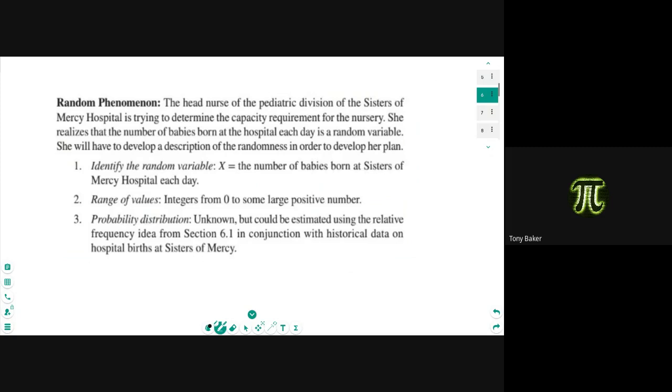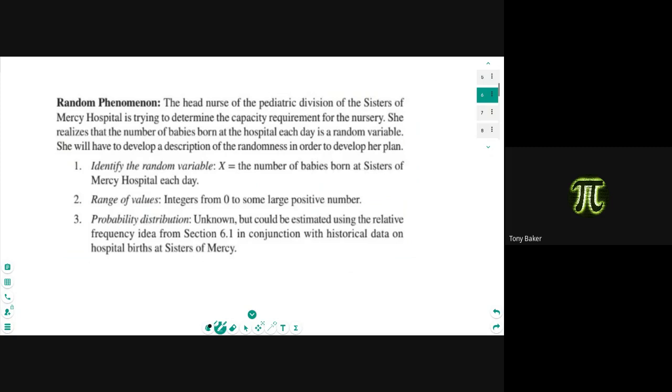All right. So this one, they're looking at the number of babies born. So my random variable would be the number of babies. Is this discrete? Yes. Cannot have half a baby. Okay. So the range of values are integers from 0 to some large positive number.